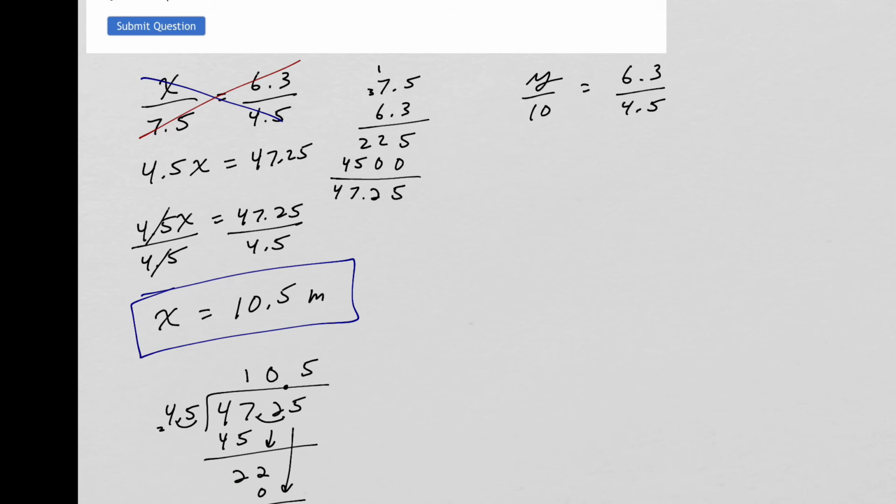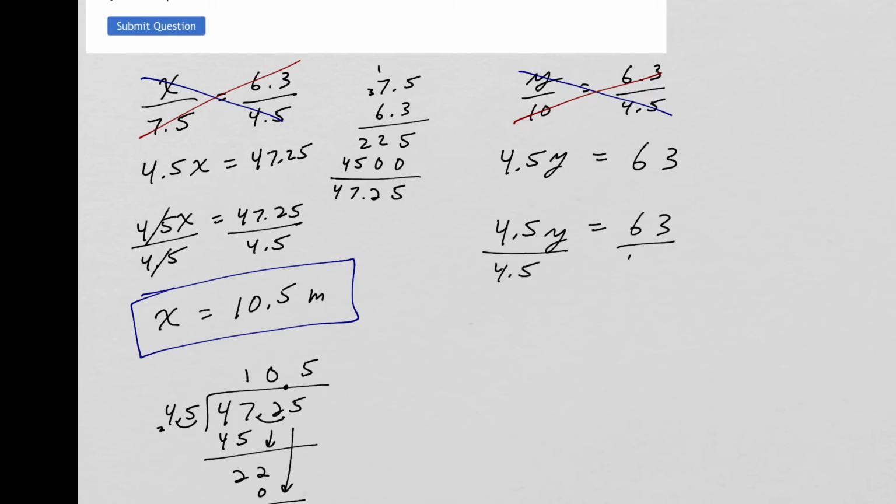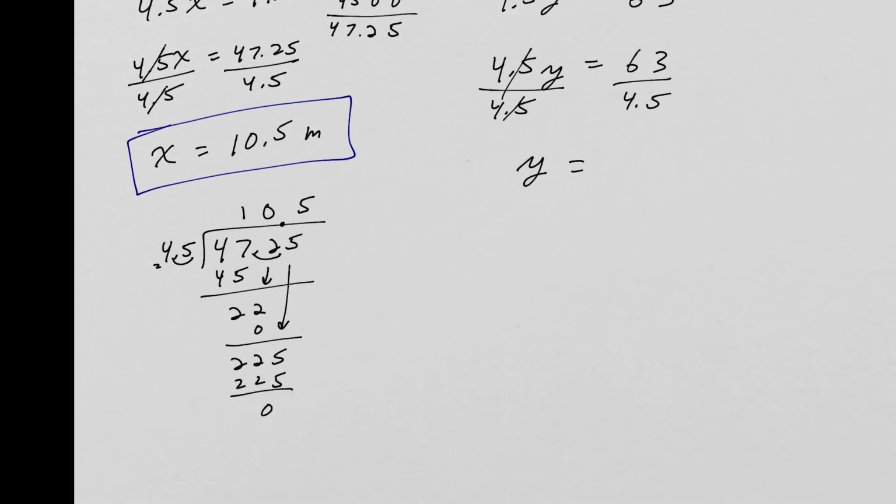So same thing, I'm just going to solve it by cross multiplication. So I have upper left times bottom right, y times 4.5 is 4.5y. And then bottom left times upper right, 10 times 6.3. Actually, that's easy, right? Because I'm multiplying by 10, it's just going to move that decimal point one place to the right. So this is just simply equal to 63. And then to solve for y, I need to divide, again, both sides by 4.5. So this cancels. So I have y equals. Let me do the work here.